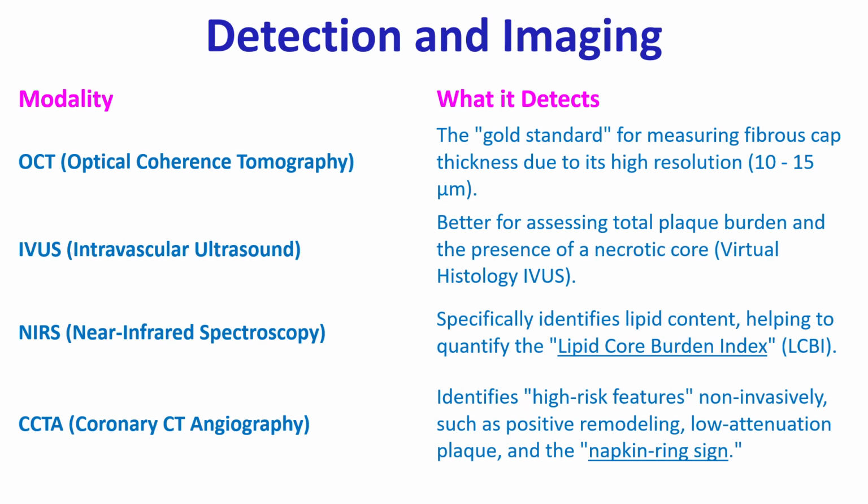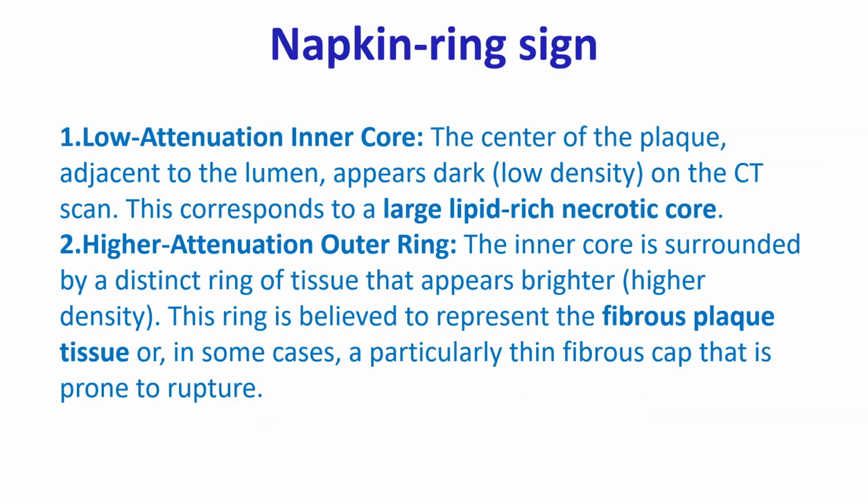CT coronary angiography identifies high-risk features non-invasively, such as positive remodeling, low attenuation plaque, and the napkin ring sign. The napkin ring sign describes the cross-sectional appearance of an atherosclerotic plaque on a CT scan. It is named for its visual similarity to a napkin held in a ring.